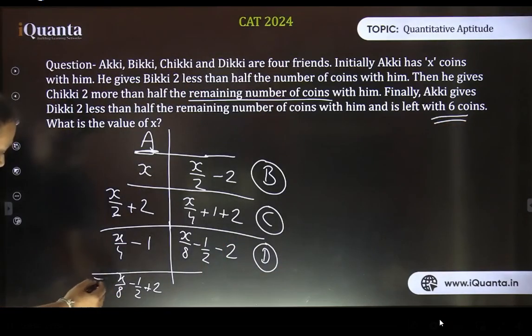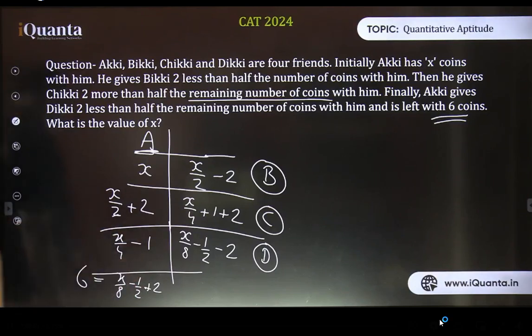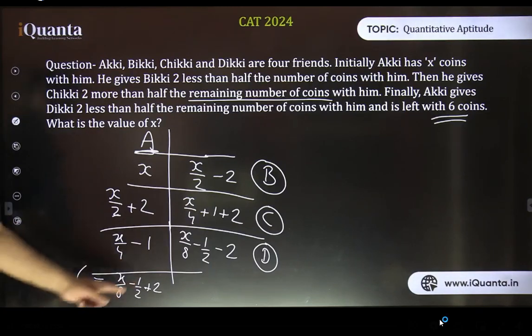So let me write it here. So this is equal to 6. So x by 8 minus 1 by 2 plus 2 equals 6. Now we need to simplify to find the value of x. For that purpose, I would like to multiply throughout by 8 to remove the denominator part, right? So let me write here.